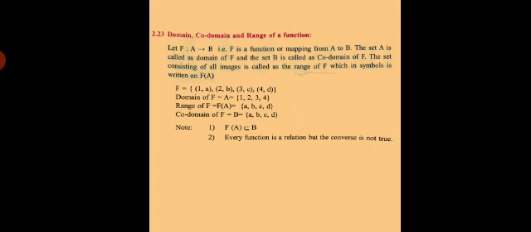That is, f equals {(1, a), (2, b), (3, c), (4, d)}. So the domain here is the first elements of the ordered pairs, that is 1, 2, 3, 4. And the range of f is equal to f(A), which is equal to a, b, c, d. And the codomain here is the set B. Note here that f(A) is a subset of B. Every function is a relation, but the converse is not true. The converse does not hold good.